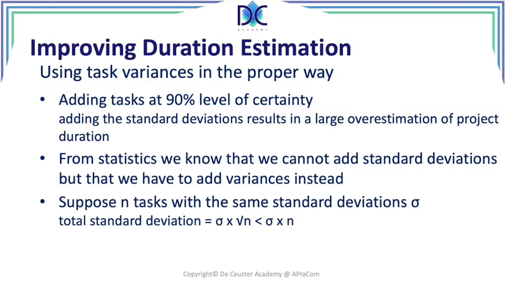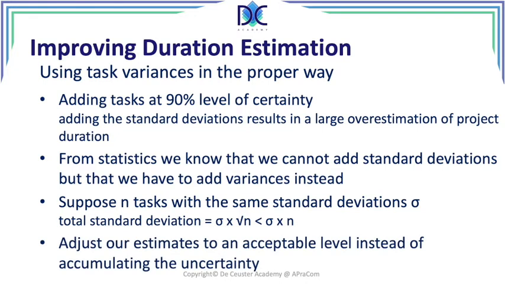So let's say that we have n tasks with the same standard deviation sigma, then we find that the total standard deviation is sigma multiplied with the square root of n, and that's smaller than sigma multiplied with n. So this is a clear indication that we have to add variances in order not to exaggerate the total standard deviation and the total duration of the activities. It brings our estimates to an acceptable level instead of accumulating the uncertainty. So that's very important to understand what we are going to do here.